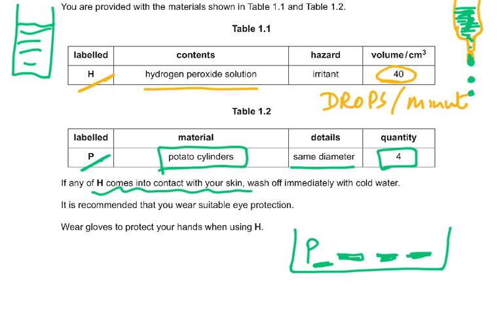If any of H comes in contact with your skin, wash off immediately. It is recommended you wear suitable eye protection and gloves to protect your hands because hydrogen peroxide is highly corrosive. So if it falls on your skin, your skin all becomes white.